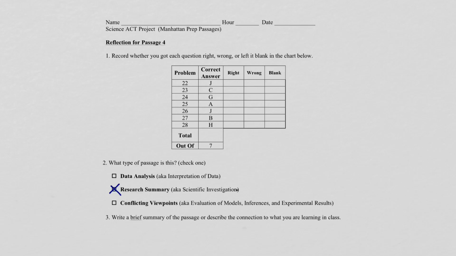For the purposes of this video, I'm going to assume that you've already taken the passage and you've already corrected your work, and you are now ready to do the reflection piece of this. Question number 3 asked you to write a brief summary of the passage or describe the connection to what you are learning in class. So you can either summarize the passage, or if it makes more sense to you, you can make the connection to what topics you saw in this passage connected to what we are doing in class.